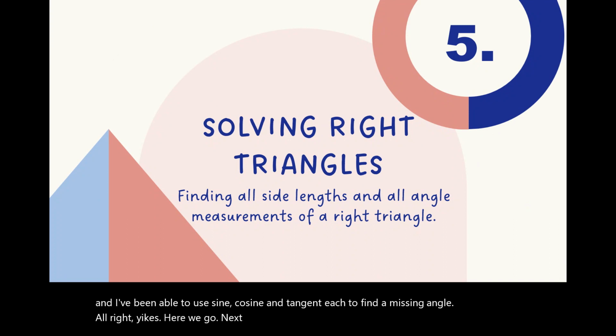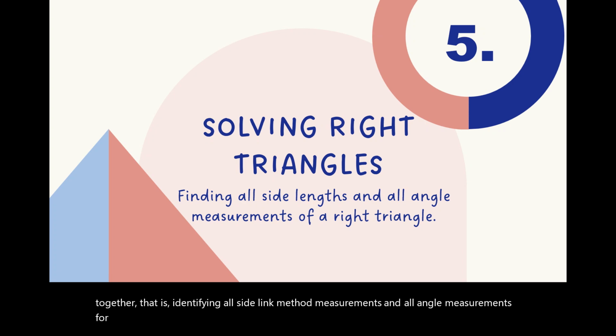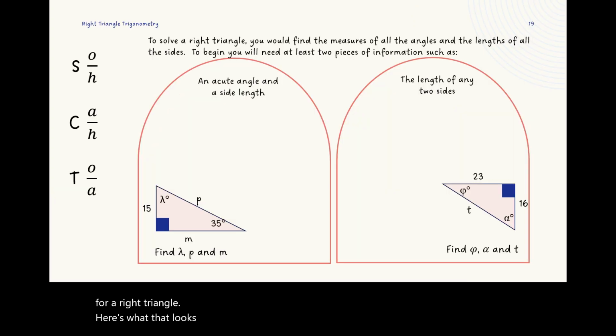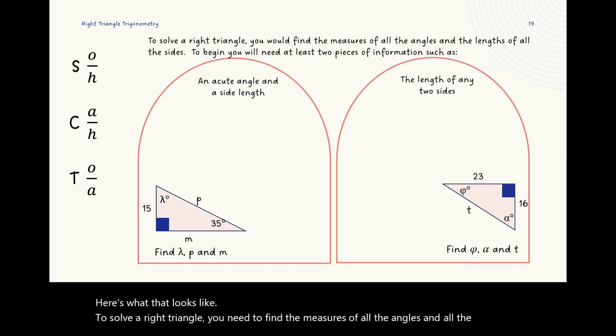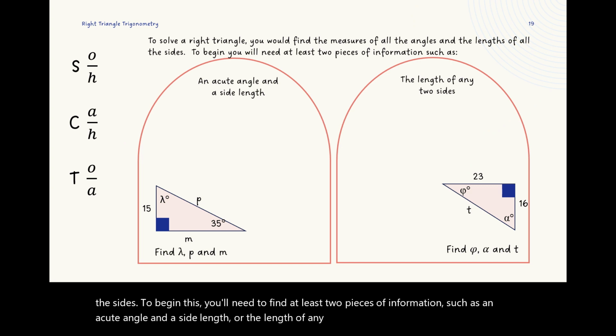Next one. We want to be able to solve the right triangles all together. That is, identifying all side length measurements and all angle measurements for a right triangle. Here's what that looks like. To solve a right triangle, you need to find the measures of all the angles and all the lengths of the sides. To begin this, you'll need to find at least two pieces of information, such as an acute angle and a side length, or the length of any two of the sides.